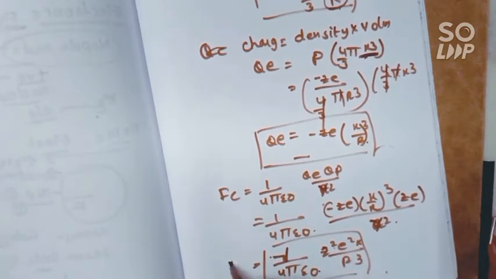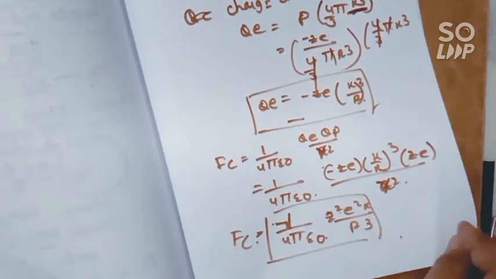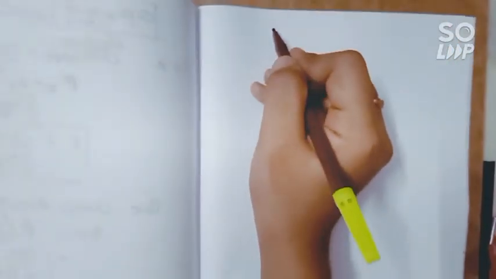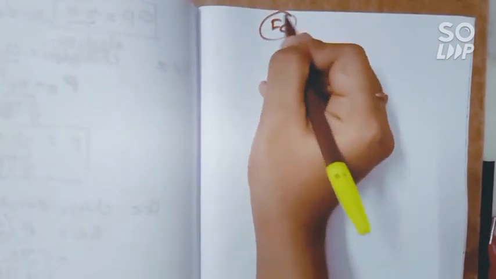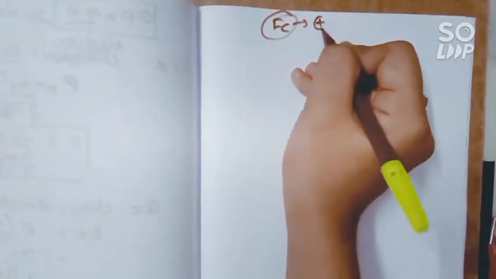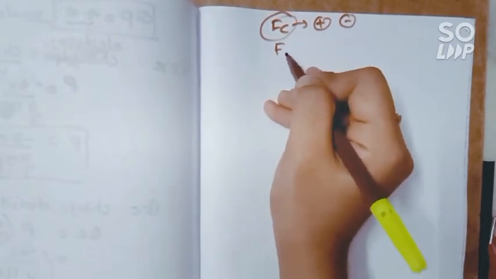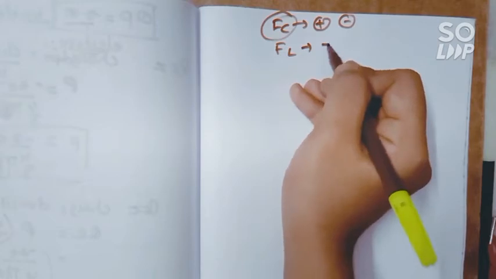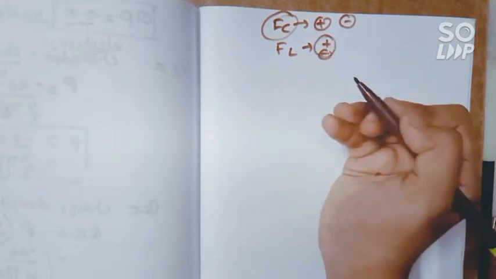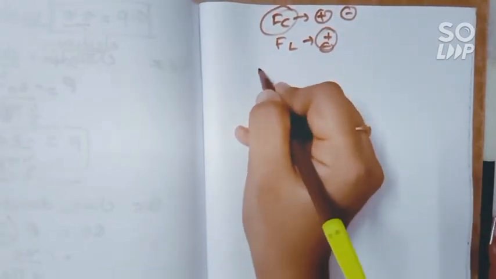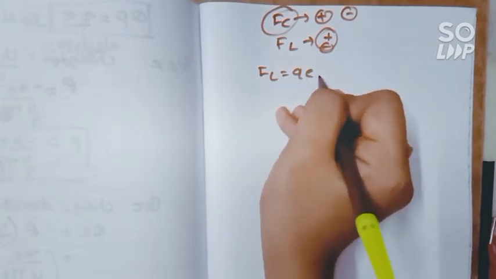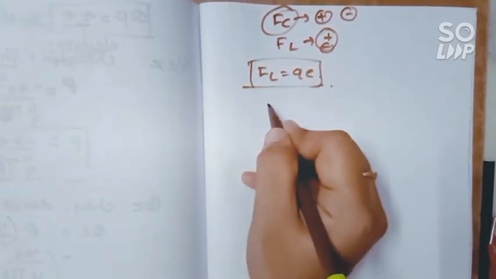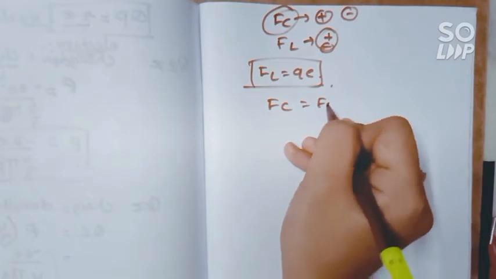Here this is our Coulombic force. Now, I already told that we had two forces. One is the Coulombic force, which is used to separate the positive and negative, and the other one is the Lorentz internal field, which is used to combine the positive and negative again to their original position. Now this FL can be written as Q into E, and both FC and FL are equated.